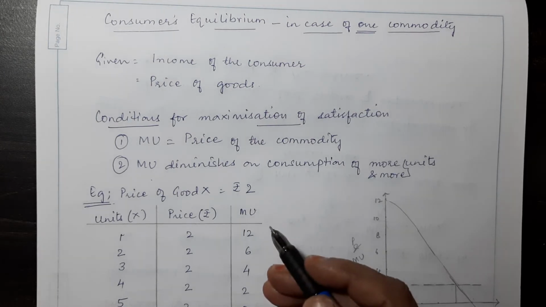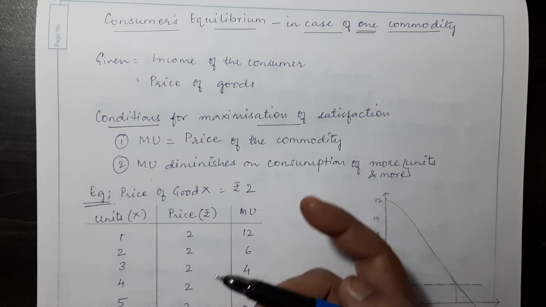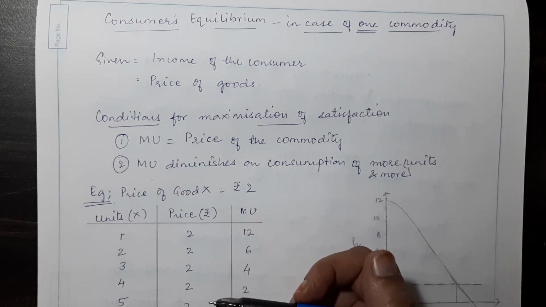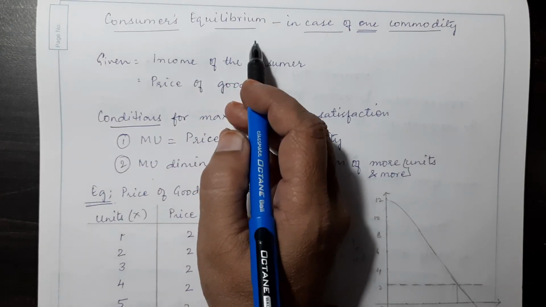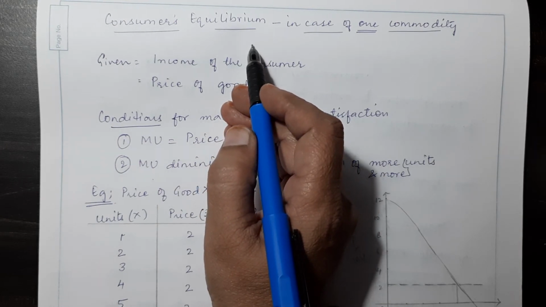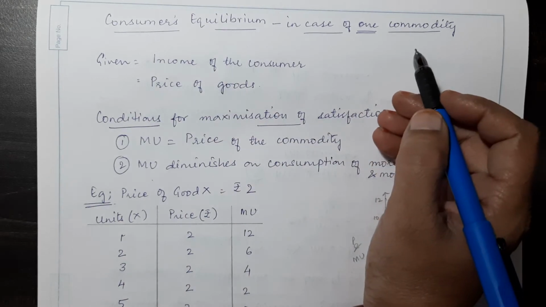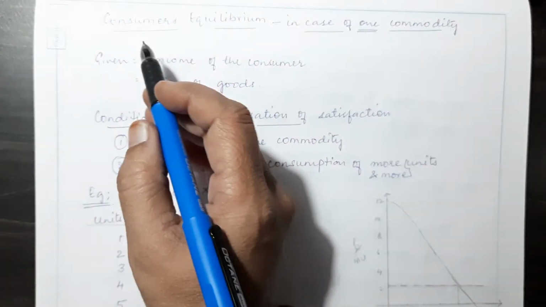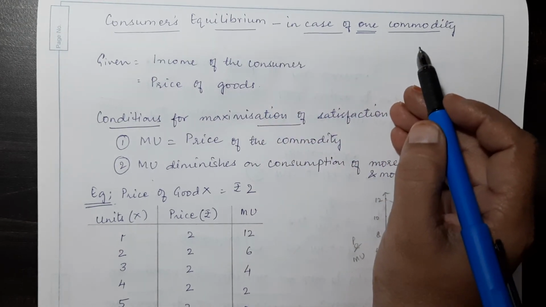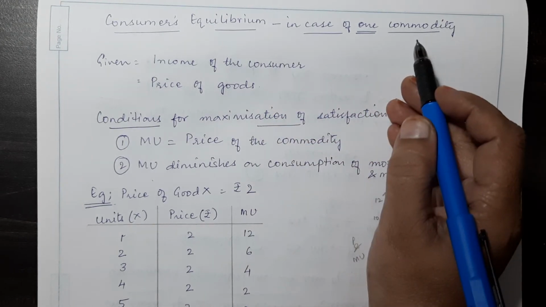Now, the consumer can consume a single commodity or two commodities. Let's first understand the consumer's equilibrium, that is, when he gets his maximum satisfaction on the consumption of a single good. So let's understand consumer's equilibrium in case of a single commodity.